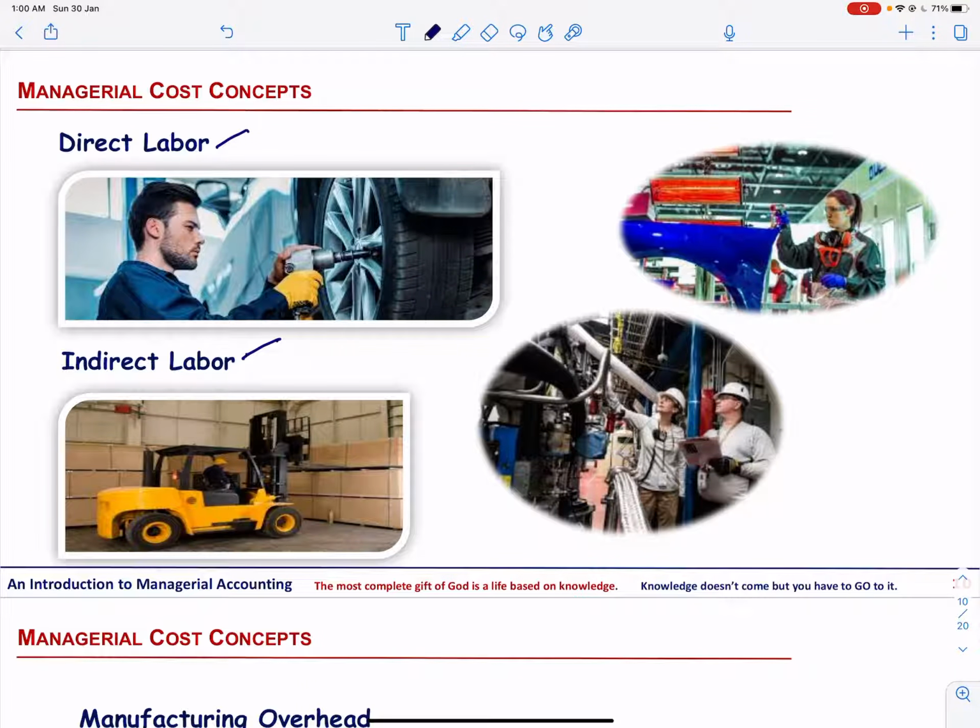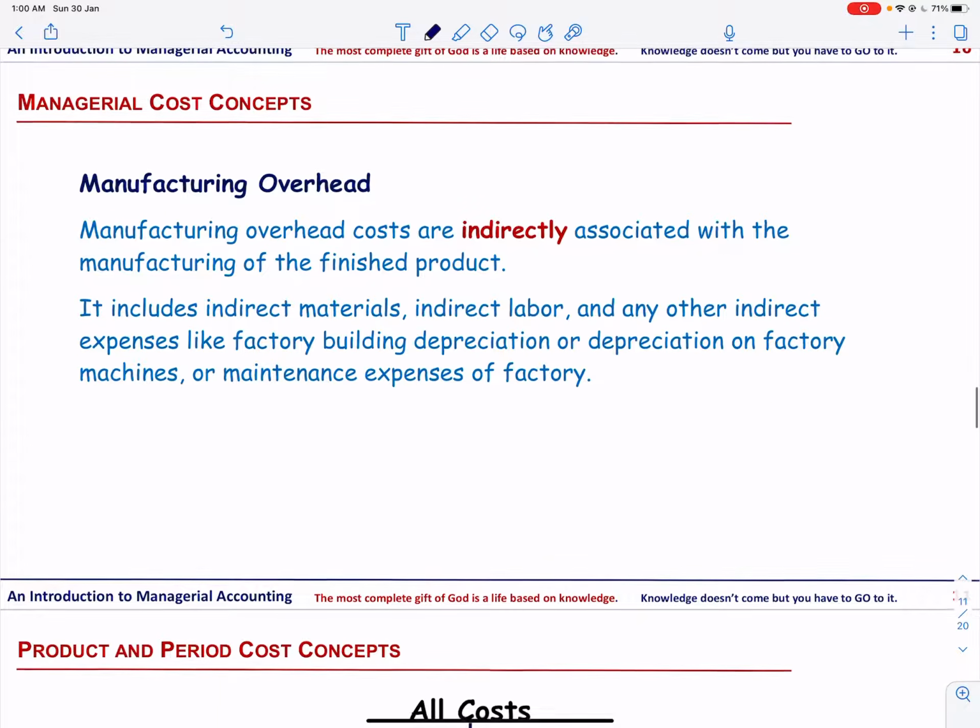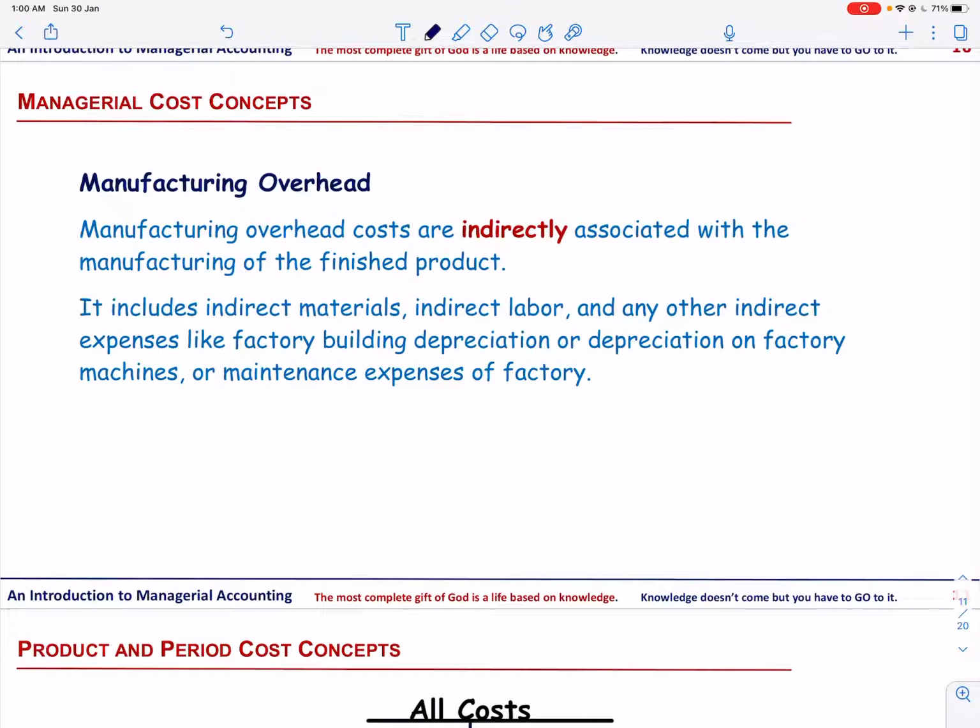Let us now talk about the last manufacturing cost, that is manufacturing overhead. Manufacturing overhead costs are indirectly associated with the manufacturing of the finished product. It includes indirect material, indirect labor, and any other indirect expenses like factory building depreciation or depreciation on factory machines or maintenance expenses of factory.